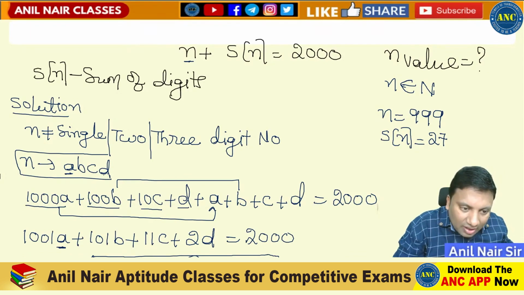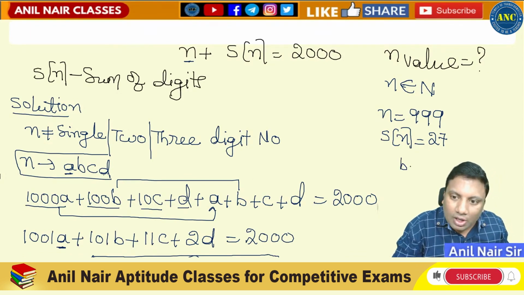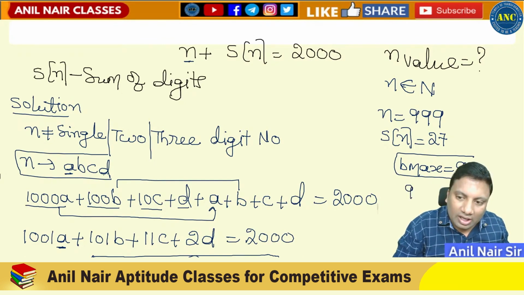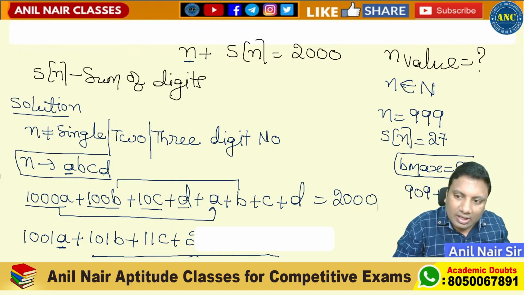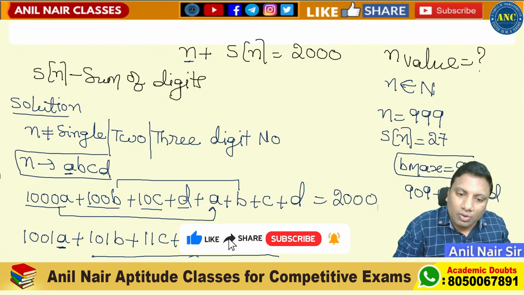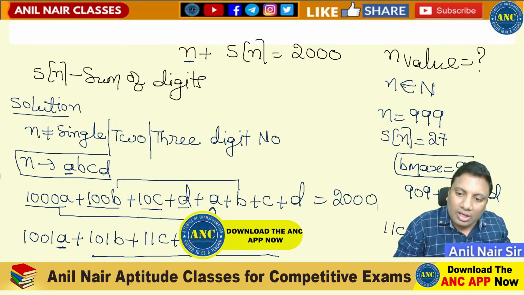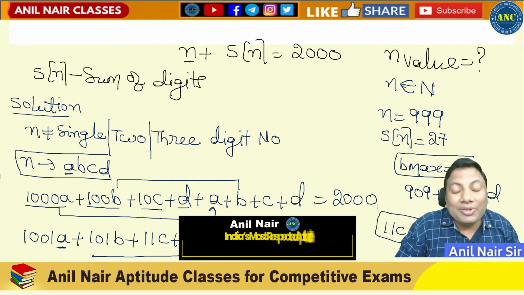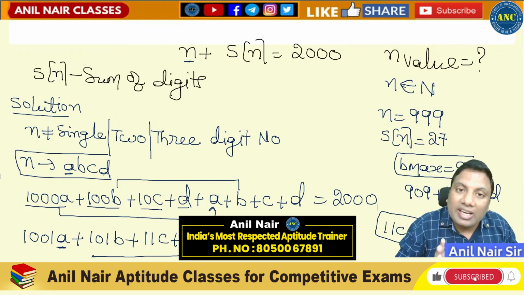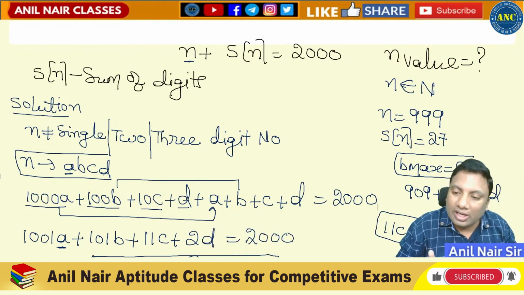What is the largest value B can take? B is a digit, so the maximum it can take is 9. If B is 9, 101 into 9 is 909, plus 11C plus 2D equivalent to 999. 999 minus 909 is 90. So 11C plus 2D is equivalent to 90. What is the largest value C can take? C can take 9, but 99 plus 2D cannot be 90, not possible. So C can take 8.